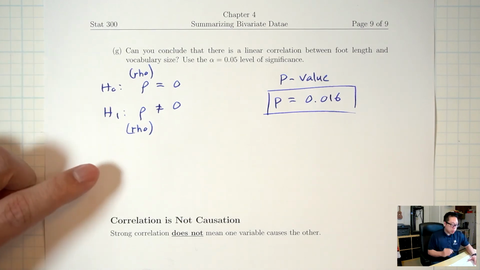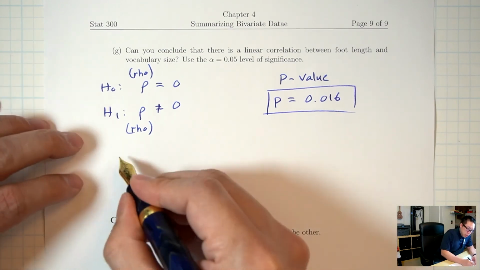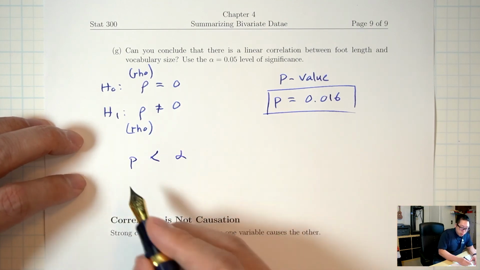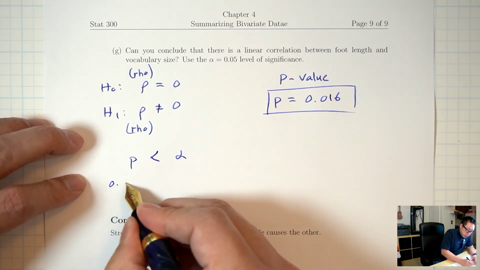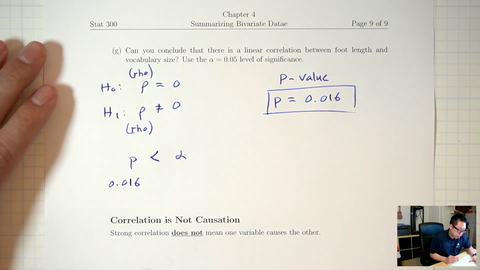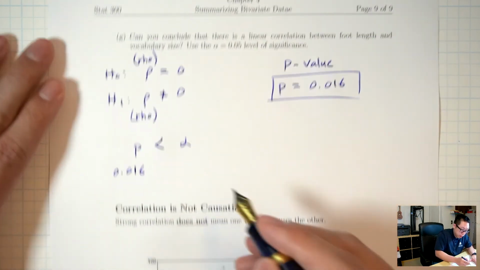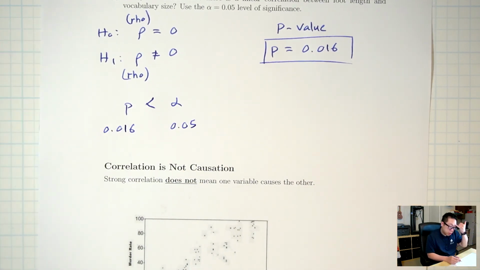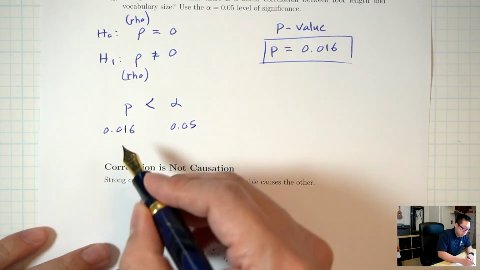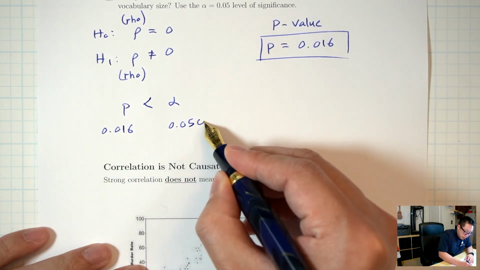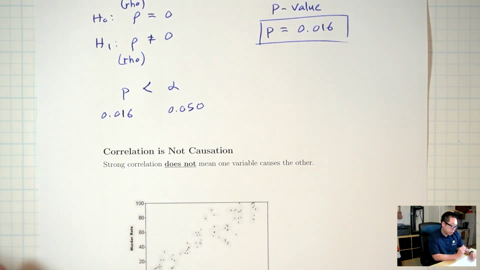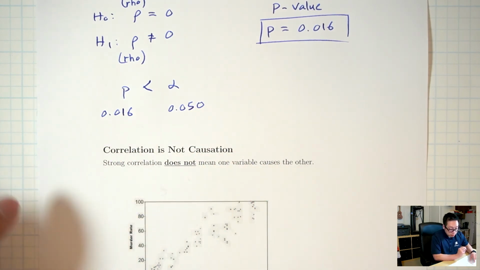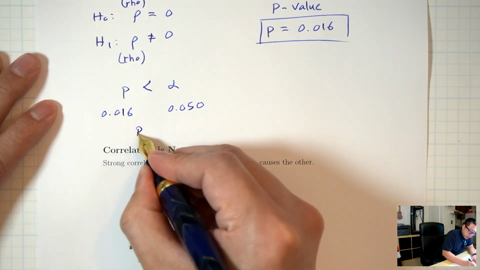And then do we reject or not reject H0? To decide, take your p-value and see if it's less than the alpha. Our p-value is 0.016. Alpha for this problem is 0.05. If you need to, add some zeros so that it matches the number of decimal places. Let me add on a 0 to the alpha here. This is really just saying 16 versus 50. The p-value is less than the alpha, so this is going to be a reject.